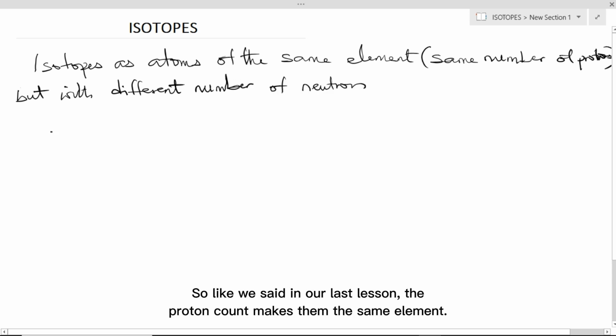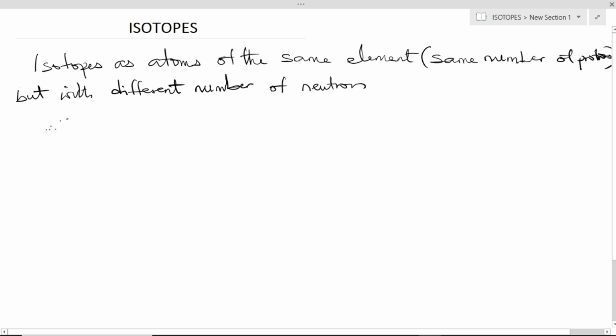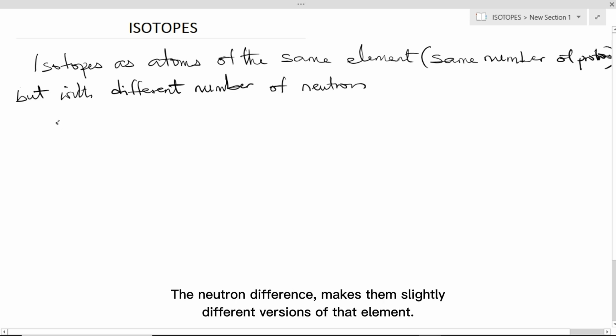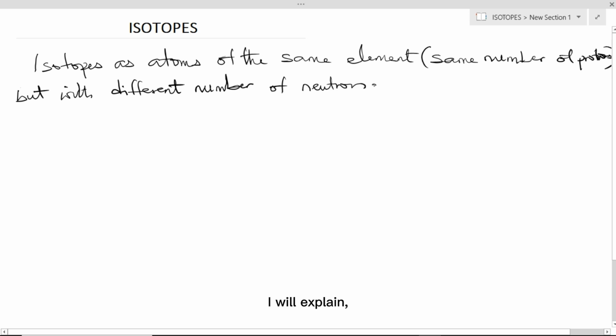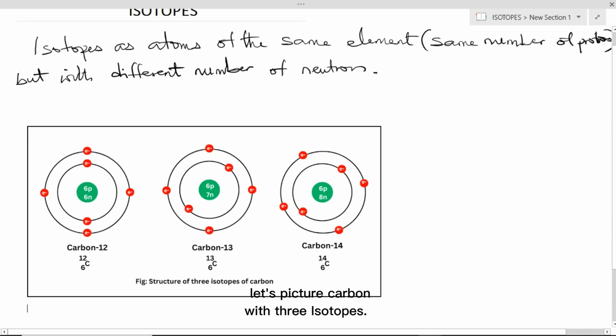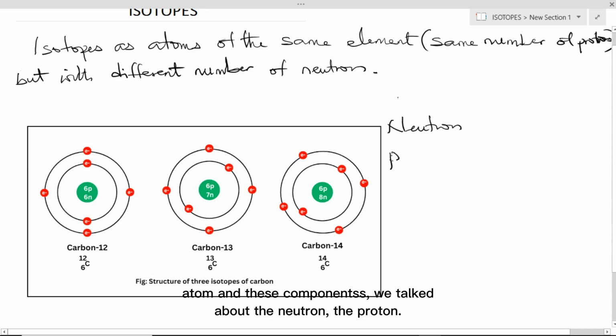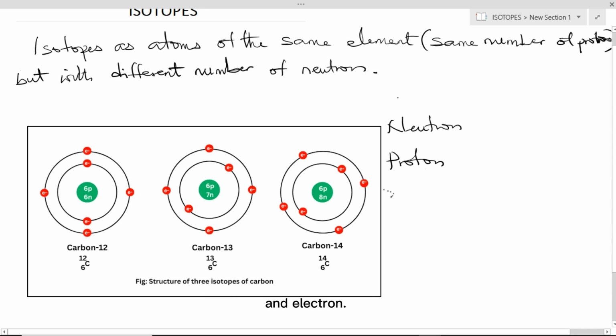So like we said in our last lesson, the proton count makes them the same element. The neutron difference makes them slightly different versions of that element. I will explain. Let's picture carbon with three isotopes. When we talked about the atom and its components, we talked about the neutron, the proton, and the electron.